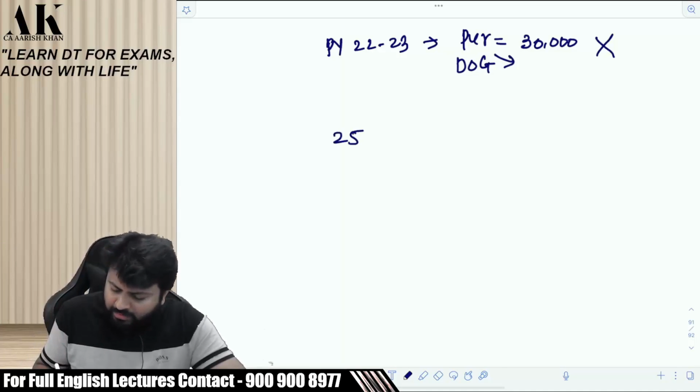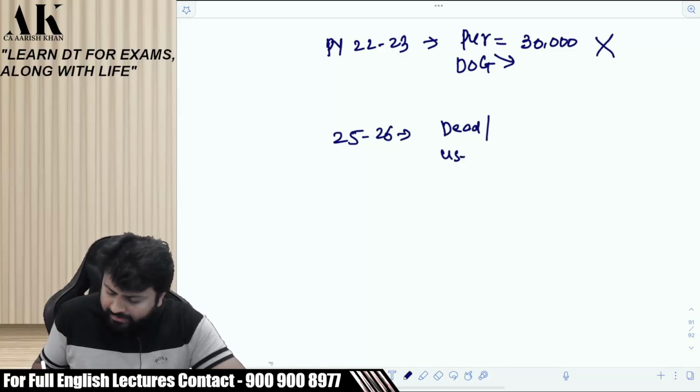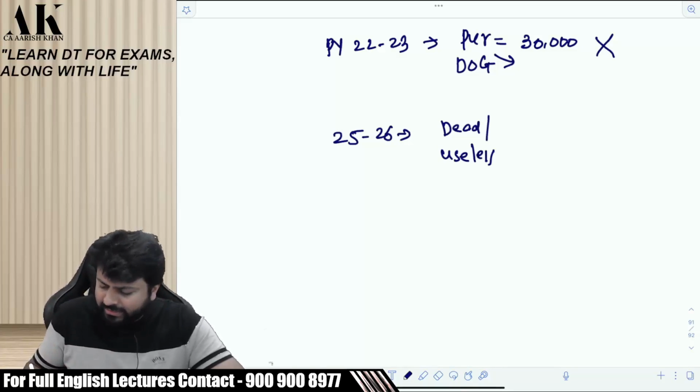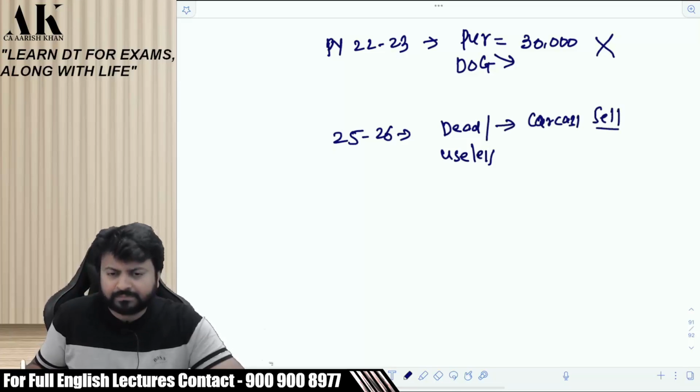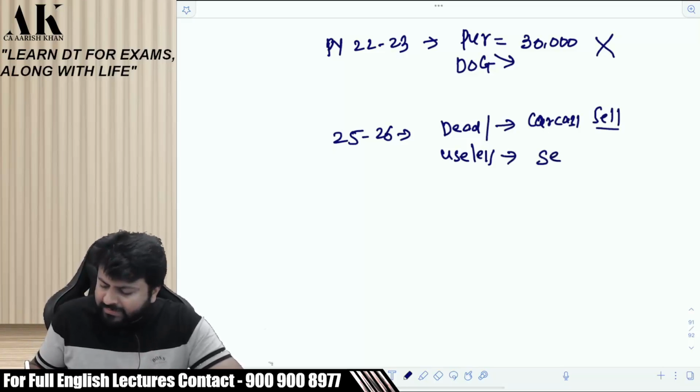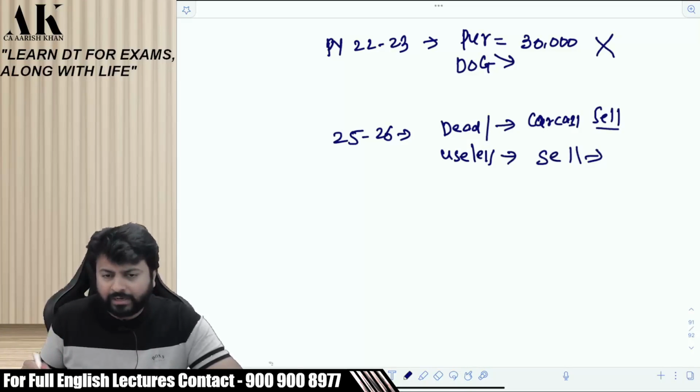Later on, say in 2025-26, this dog is dead or it has become useless. If it has become dead, we will sell the carcasses of the dog. Carcasses means body, etc. If it is useless, we will sell like this only. I don't want burden in my business. Don't be emotional in life. This is business. Think like businessman.